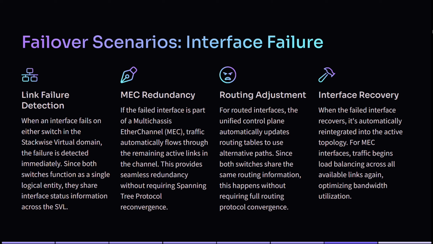MEC redundancy. If the failed interface is part of a multi-chassis EtherChannel, MEC, traffic automatically flows through the remaining active links in the channel. This provides seamless redundancy without requiring spanning tree protocol reconvergence.